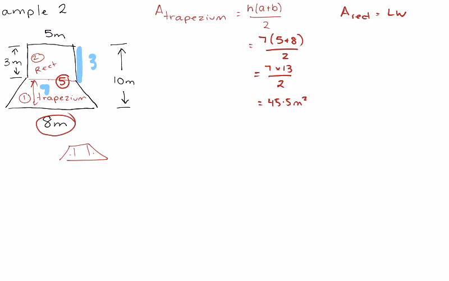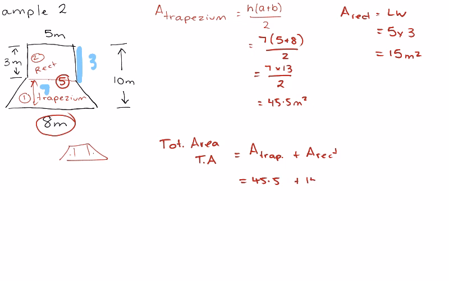Then I work out the area of the rectangle. They're easy to find, length times width, and although it's easy, you still need to write that formula down. If you don't, you'll make careless errors, and then you run the risk of losing marks. And you will lose marks in senior school if you don't write formulas. So my total area, and you may use the abbreviation TA, is area of the trapezium plus the area of the rectangle. So I've got 45 and a half plus 15, that gives me 60.5 metres squared.